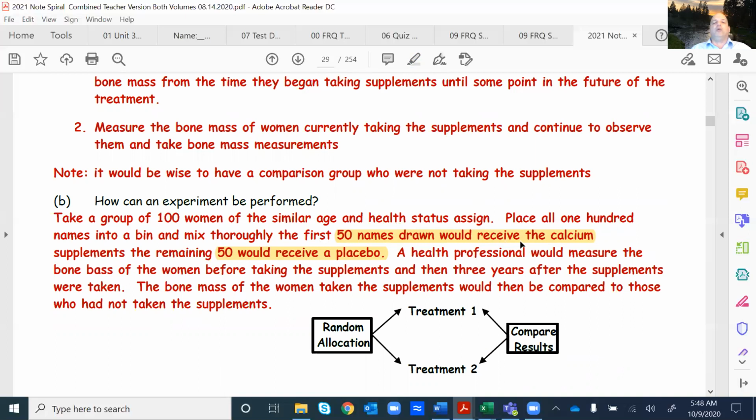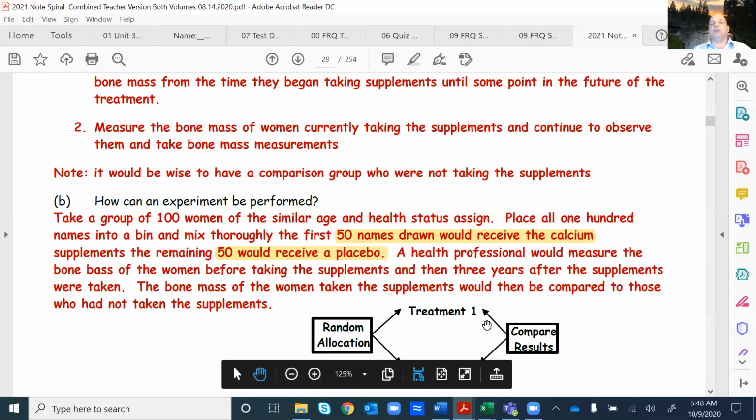A health professional would measure the bone mass of the women before taking the supplements, and then 3 years after the supplements were taken. 3 years was just a random number I chose. It could have been 6 months, 3 weeks, 10 years, or whatever. The bone mass of the women taking supplements would then be compared to those who had not taken supplements.